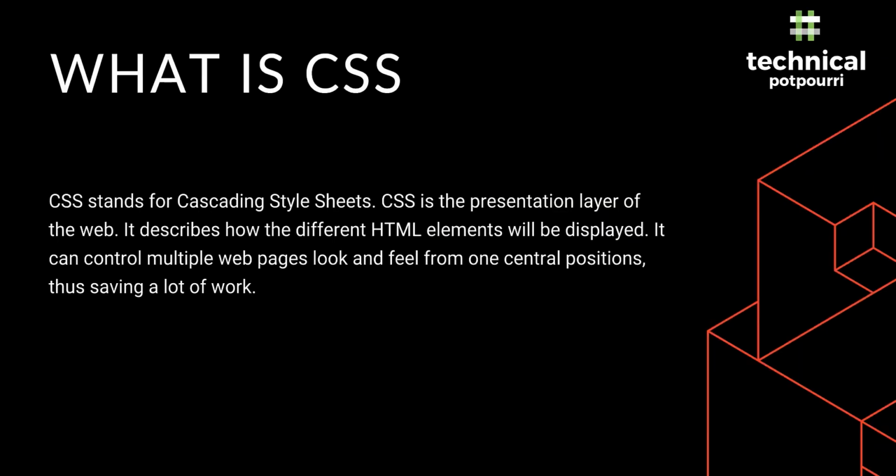So the first thing that we'll cover is what is CSS? CSS basically stands for Cascading Style Sheets. It's basically a presentation layer of the web. It describes how the different HTML elements will be displayed, and it also controls multiple web pages' look and feel from one central position.